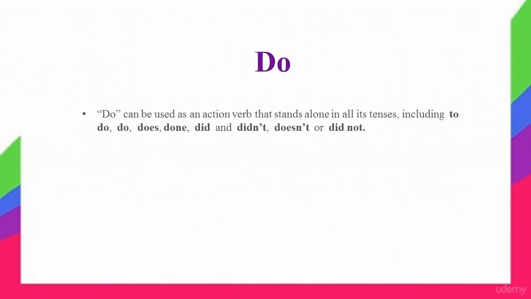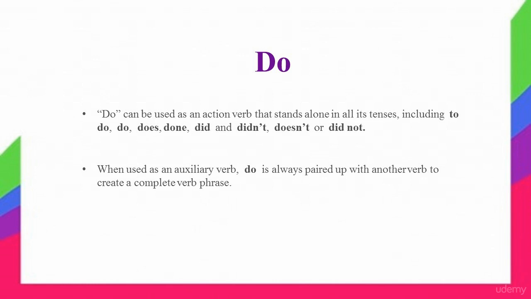Do. Do can be used as an action verb that is on its own in all of the tenses it's used in, including to do, does, done, did, didn't, doesn't, or did not. When used as an auxiliary verb, do is always paired up with another verb to create a complete verb phrase. In some cases, it's used to add emphasis. I did put the rubbish out.